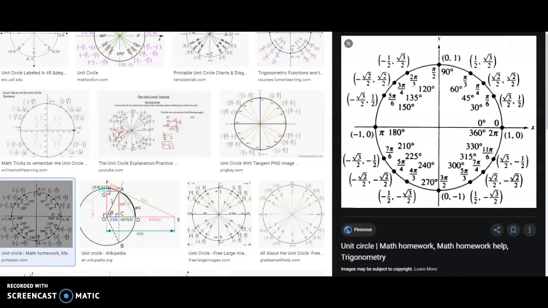Okay, hope that helps, and feel free to look up more videos if you want to about unit circle tricks or about points on the unit circle, but that's it.